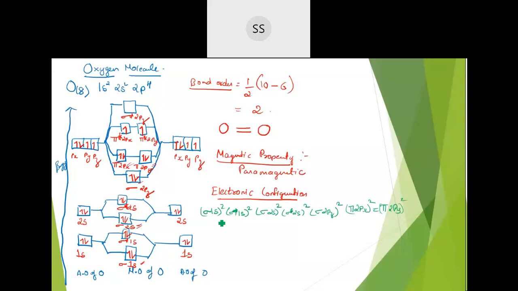Okay, then after that I'm writing it down because no place over there. Then after that, you see students, we are having pi star. Okay, after that it is pi star 2px. How many electrons will you write here? It will be 1. Okay, see careful, it is 1 here, equal to pi star 2py having 1 electron again.